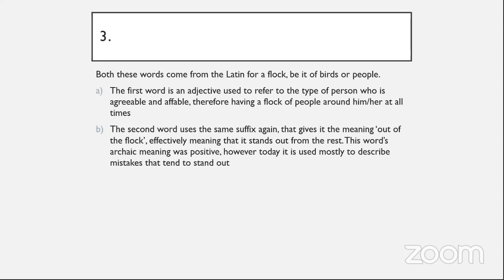And the third one comes from the Latin for a flock. The first word is an adjective to refer to people who attract a flock of people around them because of their agreeable or affable behavior. And the second word again effectively means out of the flock. While this word had positive connotations as well, today it is mostly used to describe mistakes that tend to stand out.